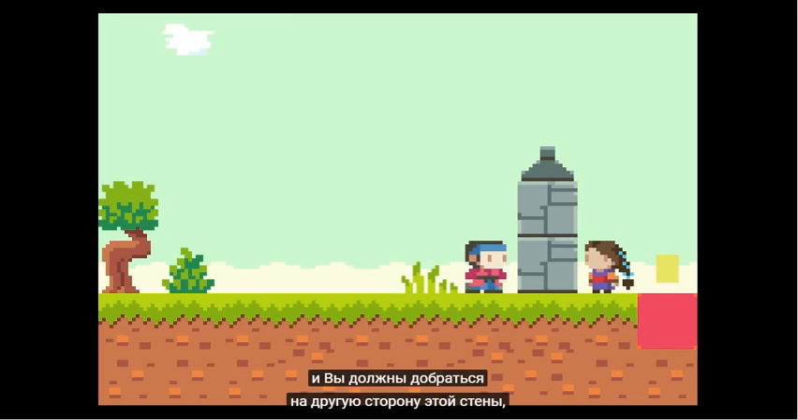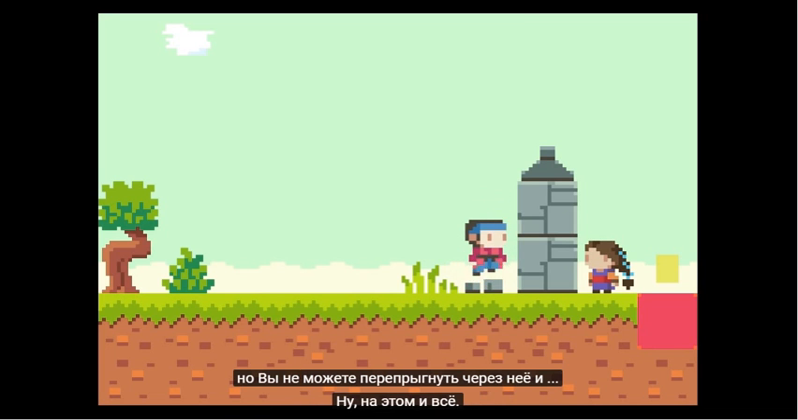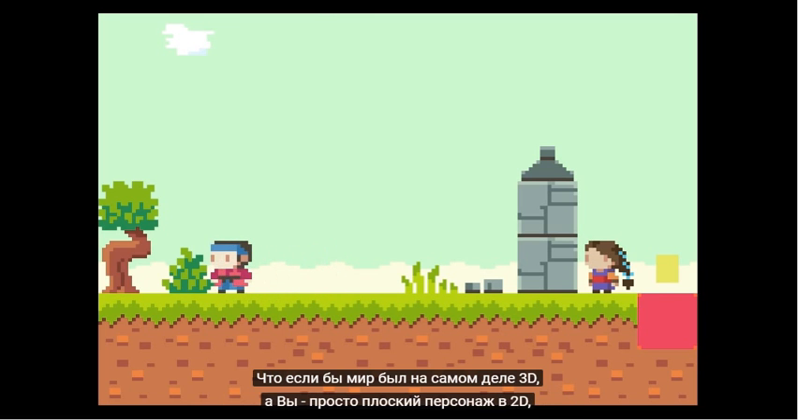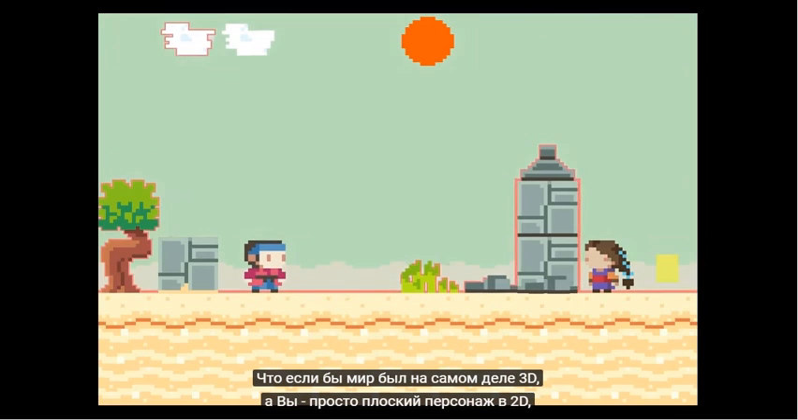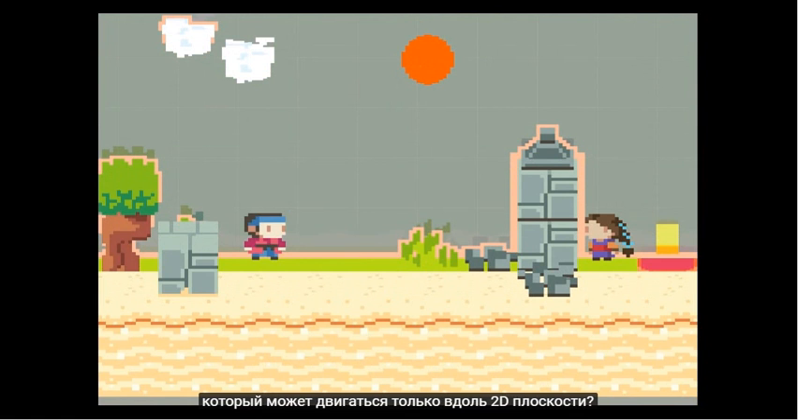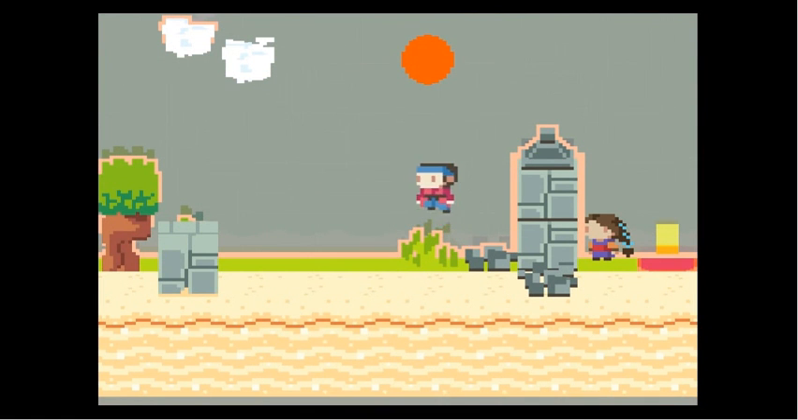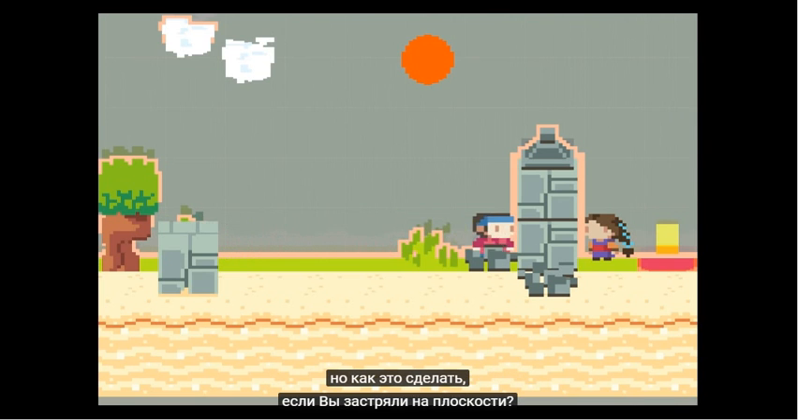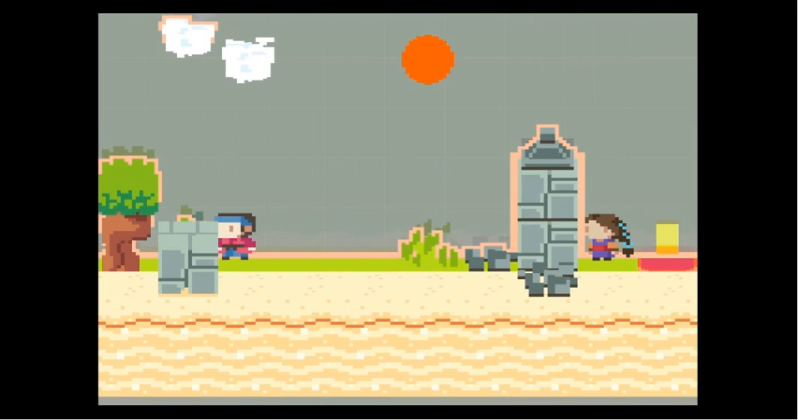So say you are this 2D character and you need to get to the other side of that wall. But you can't jump over it, and well, that's about it. But what if there was more to this world? What if the world was actually 3D and you were just a 2D flat character that could only move inside a 2D plane? You could go past that wall by just sidestepping it, but how do you do that since you're stuck on the plane?